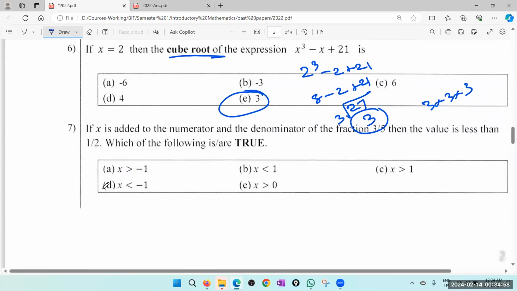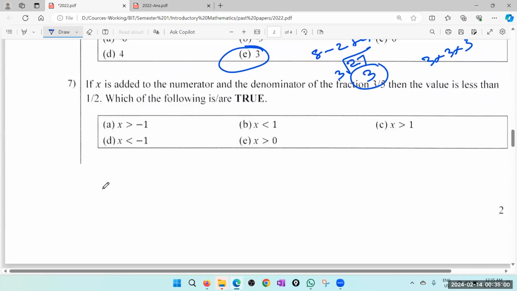Right. Seventh question. If x is added to the numerator and the denominator of the fraction 3 divided by 5, so this is the numerator, you add the same value x to both numerator and denominator, then the value is less than half. So then the value is less than half. Which of the following is true?